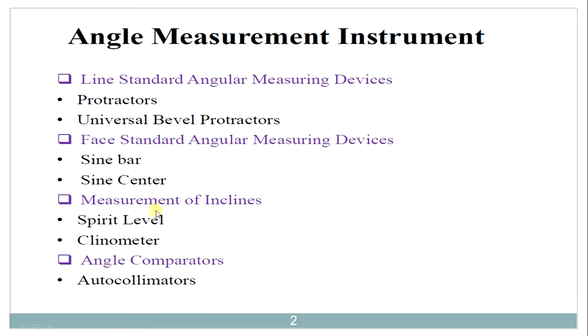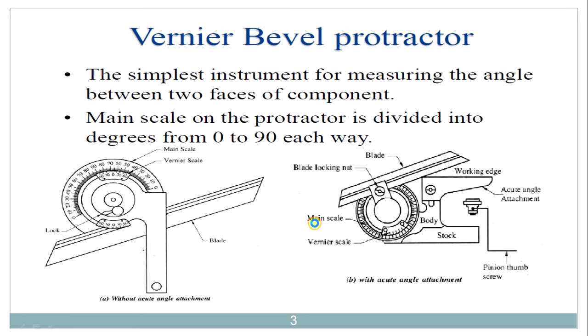Then we have measurement of inclines. Suppose an inclination angle has to be measured, in that case we can use either a spirit level or a clinometer. Then we have angle comparators, which are some of the advanced instruments, in which we have autocollimators. So we'll try to discuss a few of the instruments related to angle measuring.